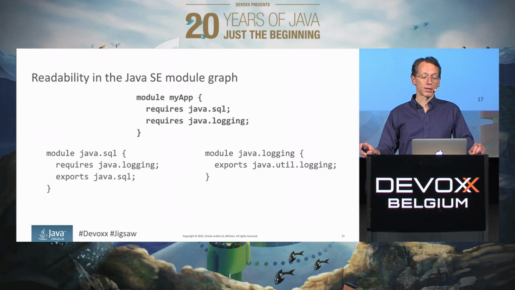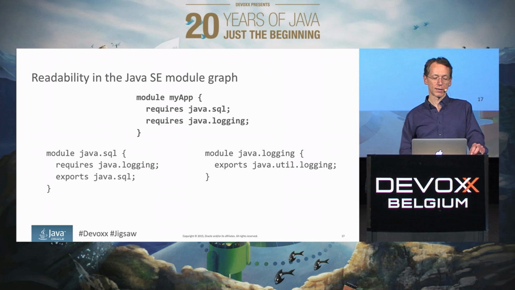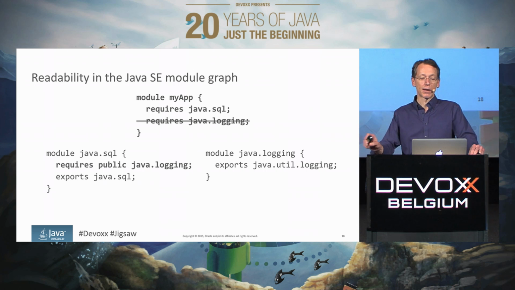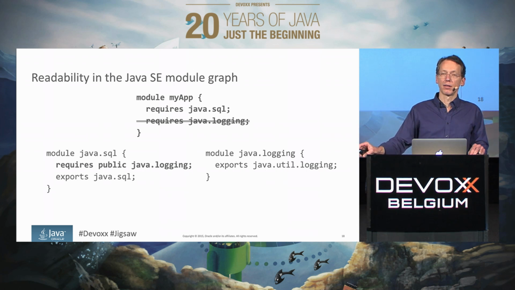The java.sql module can take on the responsibility of remembering this for all of its clients. Look at the java.sql module now. It says requires public java.logging. The word public here means that any module that reads the java.sql module also reads the java.logging module for free. No extra work required. The MyApp module doesn't have to bother with requires java.logging because it reads java.logging thanks to java.sql. This is called implied readability, and it's very powerful.